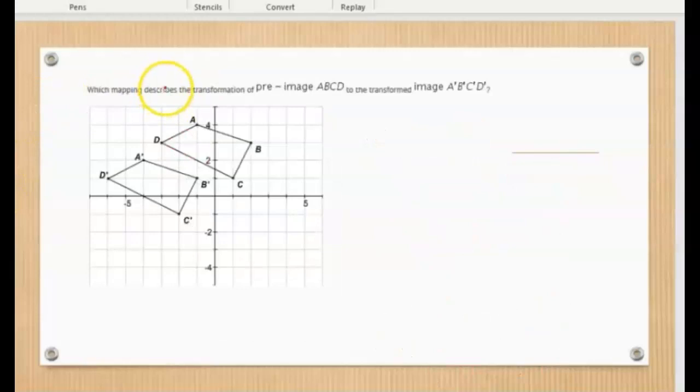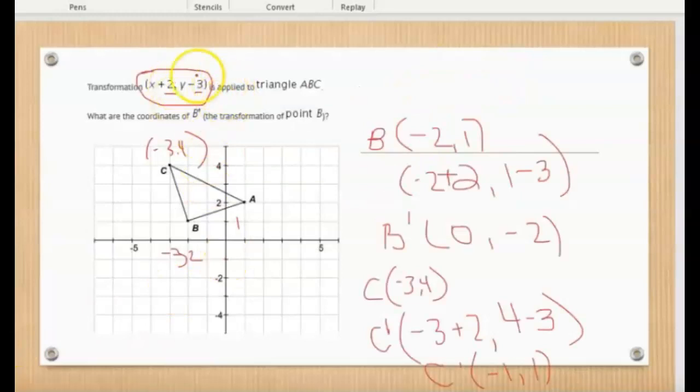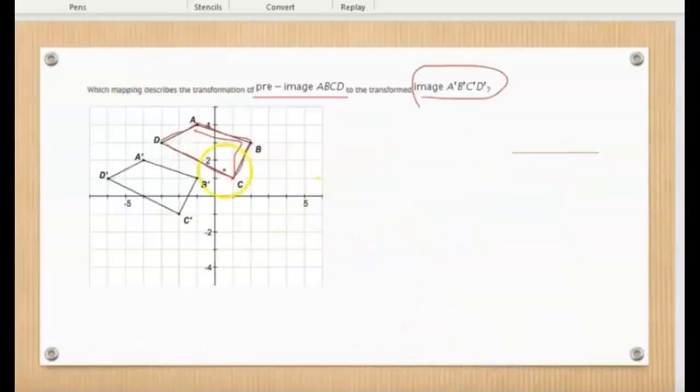Here's our last one. Which mapping describes the transformation of pre-image ABCD? Remember, the pre-image is the shape we started with. That's this one, and it transformed to the new shape. So this time they want you to write the rule. In the previous example, they gave us the rule. In this example, they gave us the transformation, and they want us to write the rule. So we have to figure out how these points moved. Again, I think the easiest way is to focus on one point and get from the pre-image to the image.